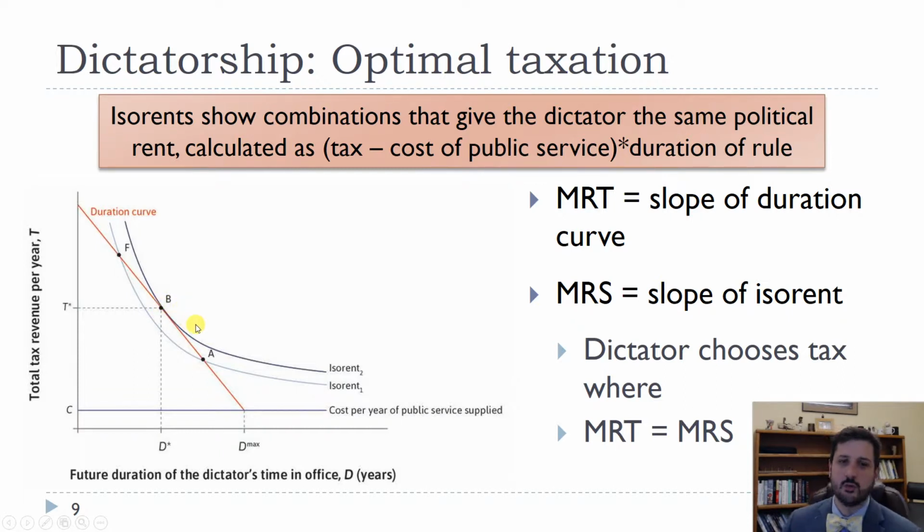Now, it could be that we have different preferences by different dictators, right? Some dictators might just want to have as much political rent per year as possible and aren't worried too much about staying in power too long. Or it could be that people want to stay in power as long as possible with a lower amount of political rent.